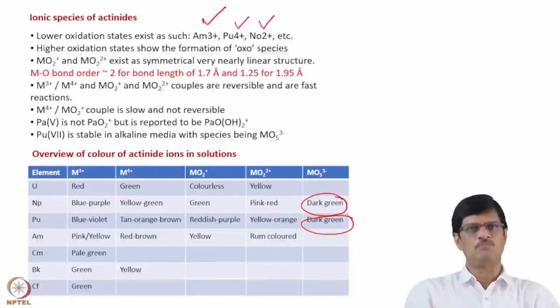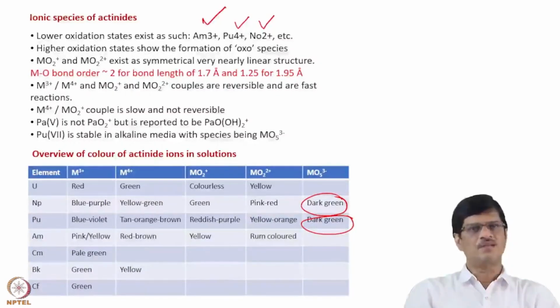For example, for plutonium, mostly Pu3+ has a blue to violet color. Pu4+ has a tan orange to brown color. Plutonium 5, that is PuO2+, has a reddish purple color. And plutonium 6, that is PuO2 2+, has a yellow orange color. So these are the ionic species of plutonium. And americium has mostly Am3+ as the ionic species, having a color of pink or yellow depending on the medium.